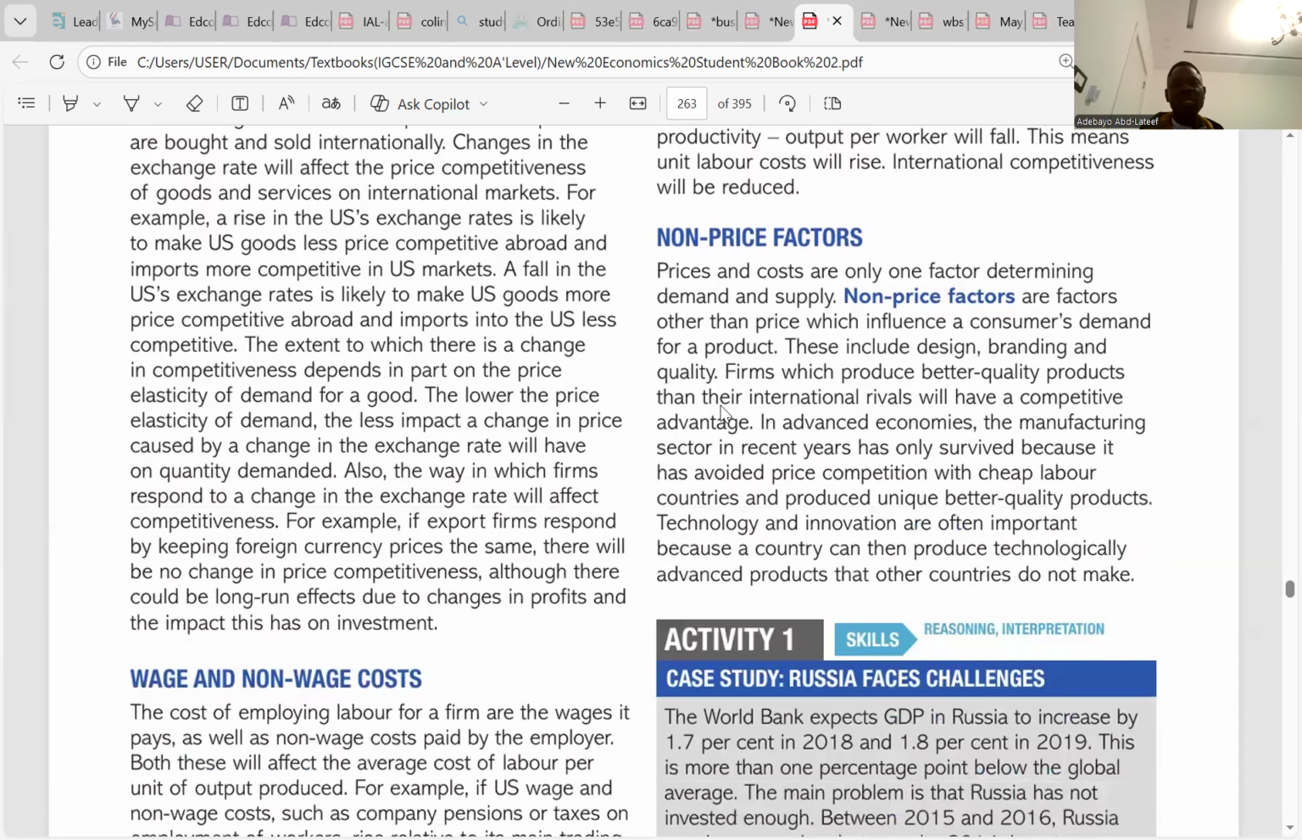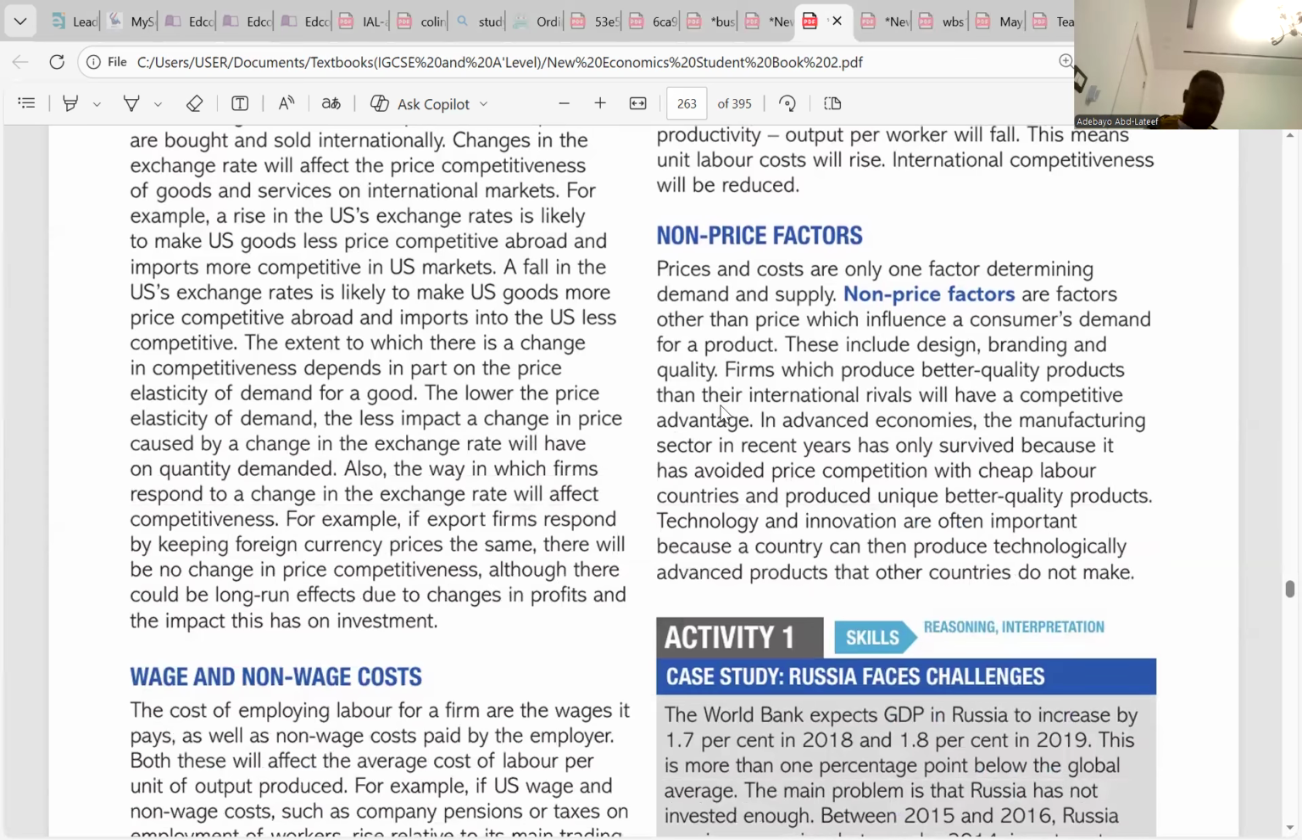The next one we have to talk about is non-price factors. We know price is key, but sometimes there are other factors that should be considered when it comes to how internationally competitive a country is. So I'm going to read further. Non-price factors. Prices and costs are only one factor determining demand and supply. Non-price factors, other than price, influence the consumer's demand for a product. This includes design, branding, and quality. Firms which produce better quality products than their international rivals will have a competitive advantage.